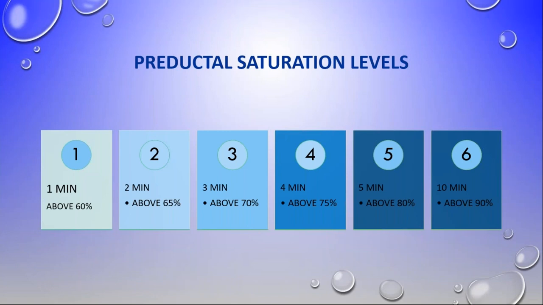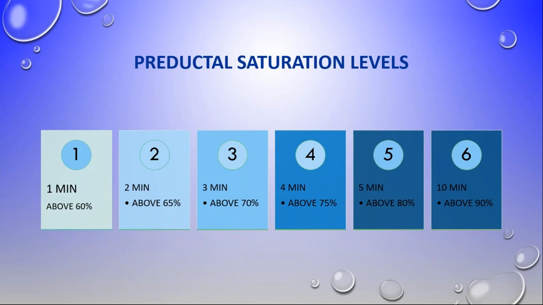So at 1 minute, preductally, you want 60. 2 minutes, 65. 3 minutes, 70, 75, 80, and 90. Remember what I said. The baby is built to deal with the acidosis. You do not need to go from a 60 to 90 in 2 minutes. There is time. Slow, careful, calm resuscitation. Not everybody yelling, screaming, and big issues going.